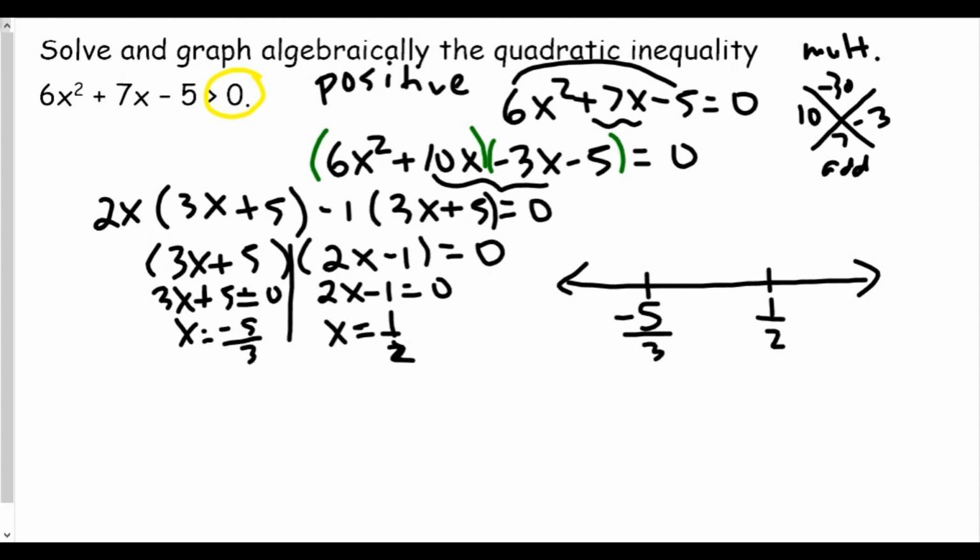Now, for a number less than negative 5 over 3, I pick negative 10. That's definitely to the left of negative 5 over 3.